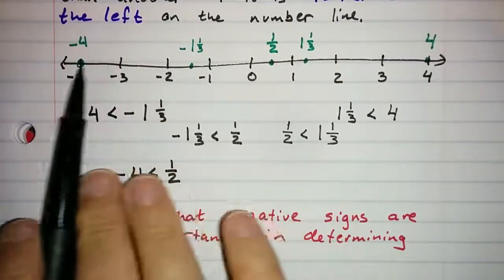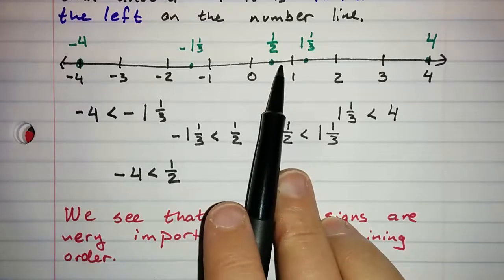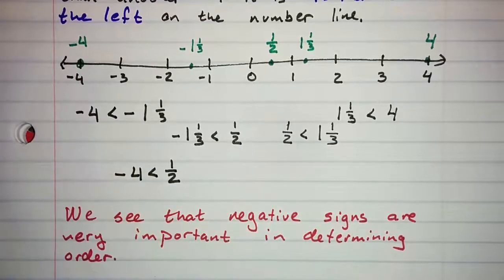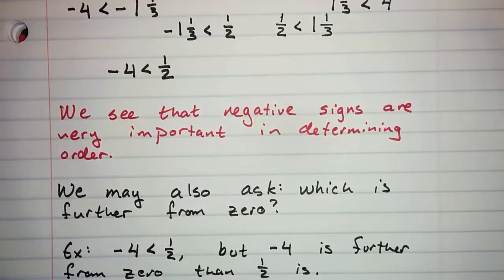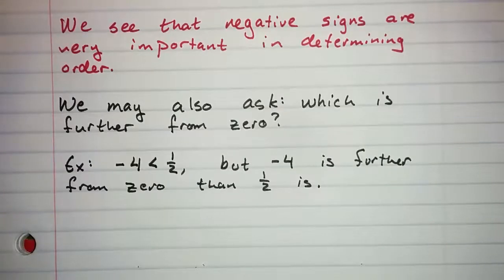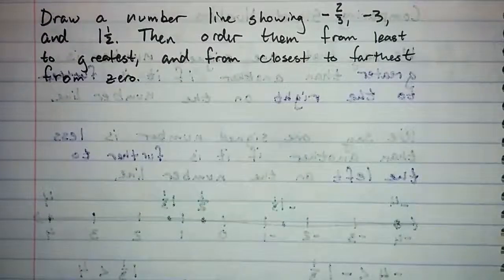So we see, for example, on this number line, here's 0, here's 1/2, and here's -4. So we saw that -4 is less than 1/2, but -4 is further from 0 than 1/2 is. So I'm going to give you a problem to try here. Draw a number line showing -2/3, -3, and 1 1/2. Then order the three numbers from least to greatest, and order them again from closest to 0 to farthest from 0. Pause the video and try this now.